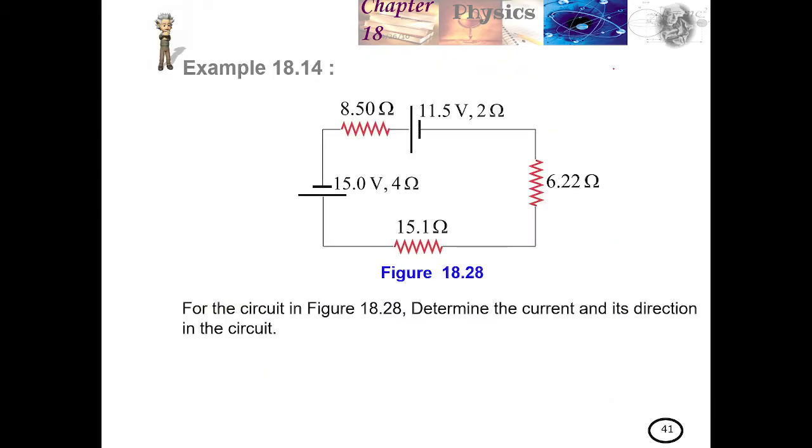Okay, so let's say we have, for example, here a more basic example than before.